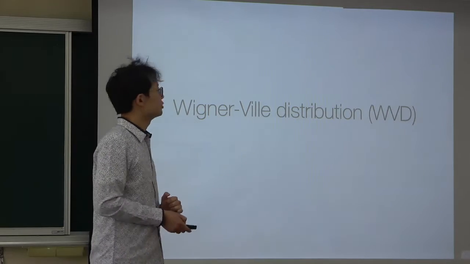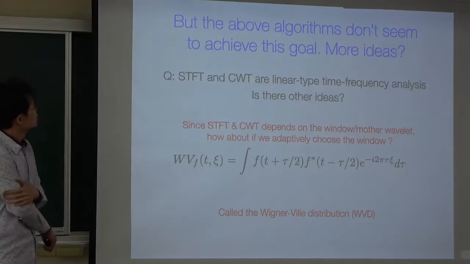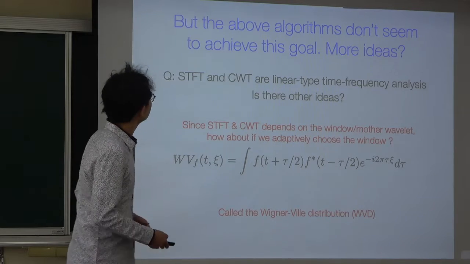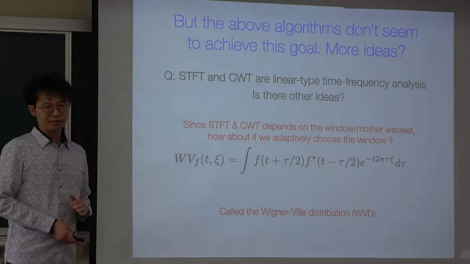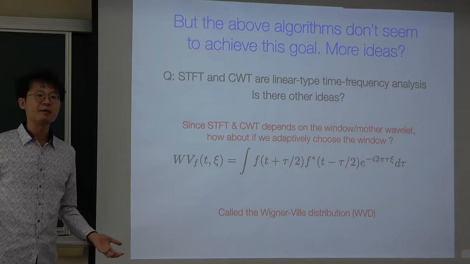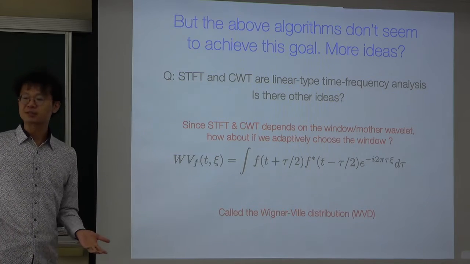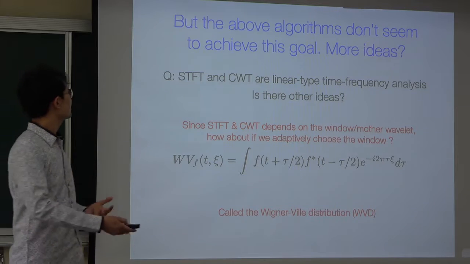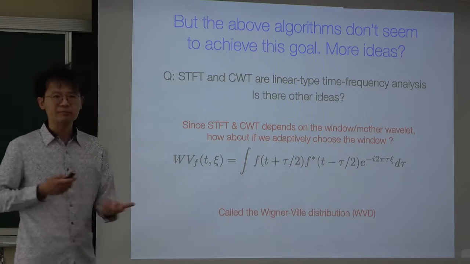Okay, so Wigner-Ville distribution. The goal is to get the instantaneous frequency. But so far, as you remember, synchro-squeezing seems to give you something, but not perfect. Okay, so can we have more ideas?